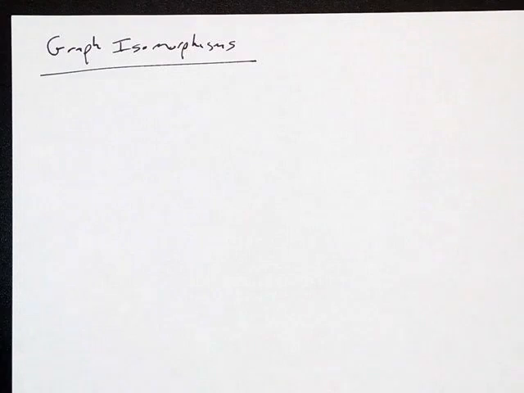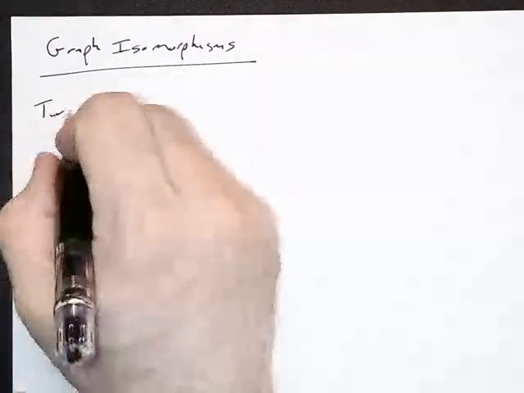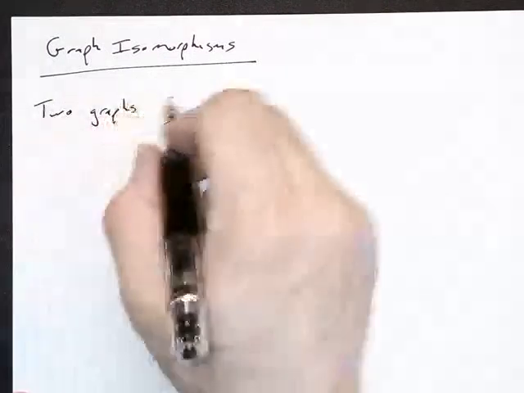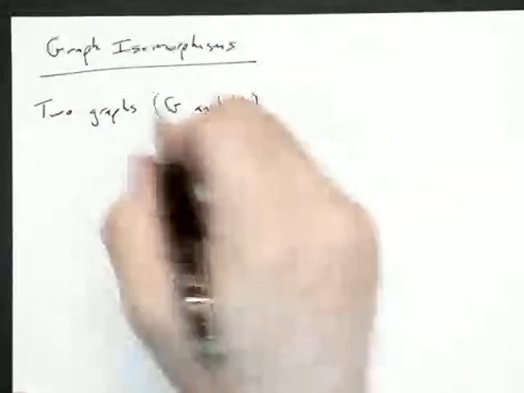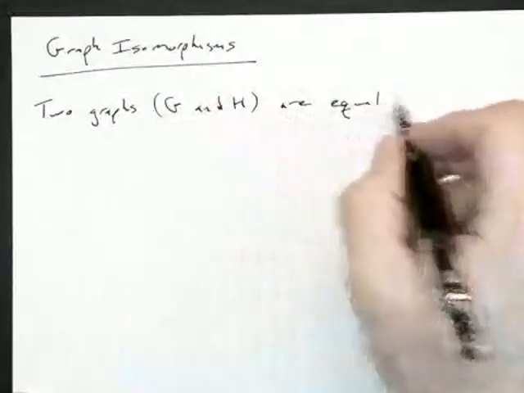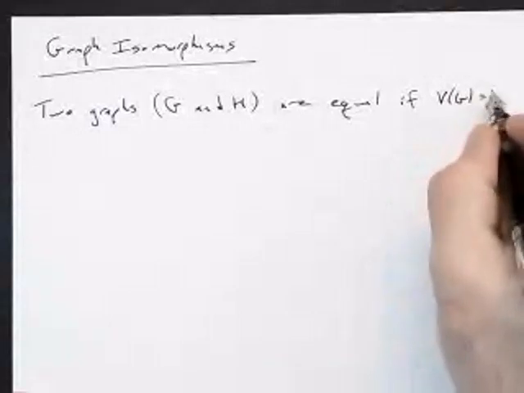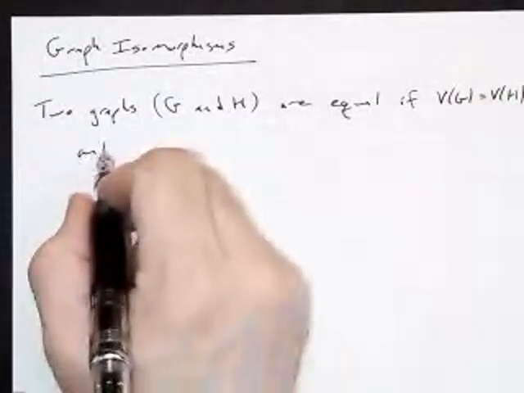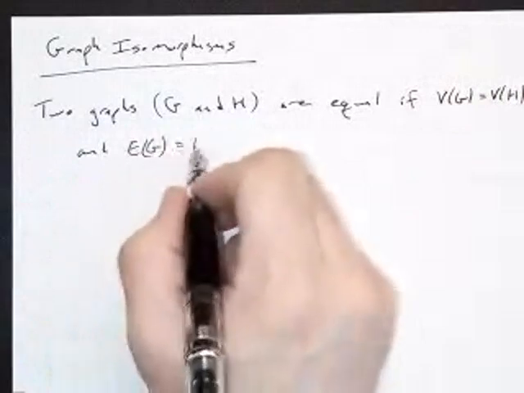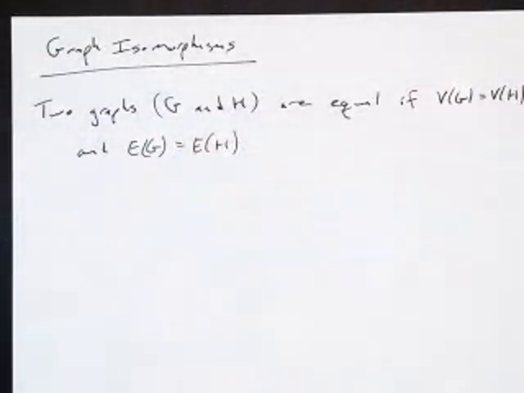What does it mean? Two graphs can only be equal if they have exactly the same edges.